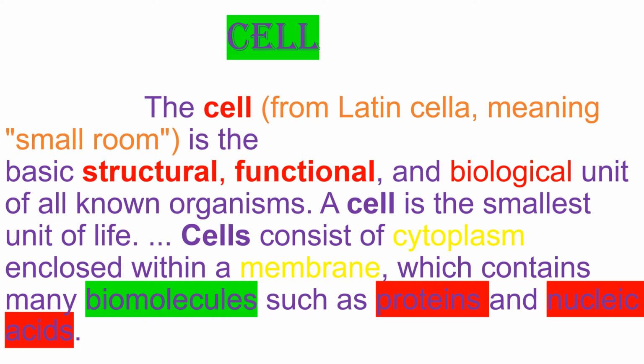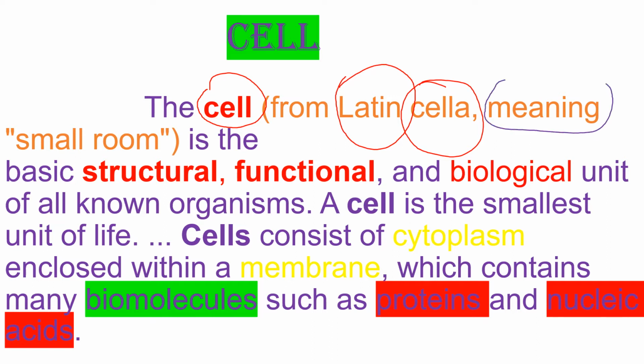What is the word origin of the word cell? The word origin of cell is Latin. It is called cella in Latin, meaning small room.